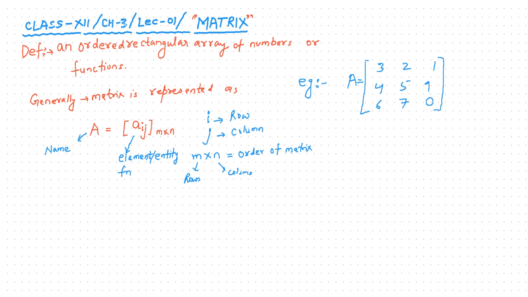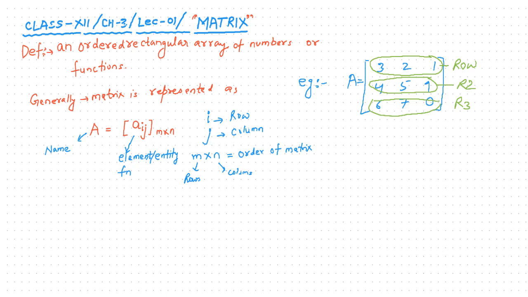Here, the horizontal lines, let me change the color. These elements which are present horizontally are called a row. This is row 1, this is row 2, and this is row 3.